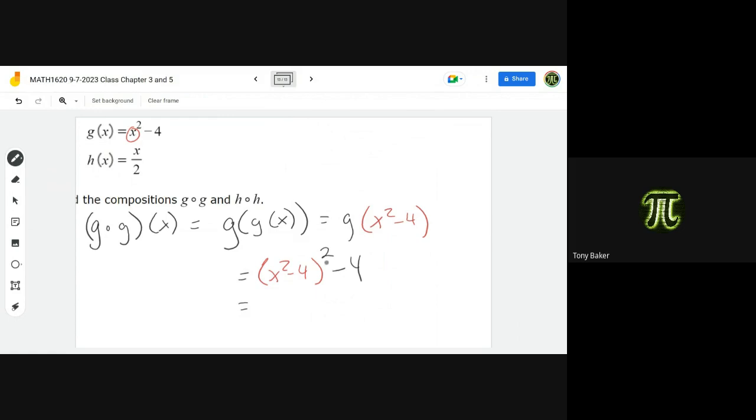So now FOIL this out. X to the 4th minus 4x squared minus 4x squared plus 16 minus 4. So that's my final answer.